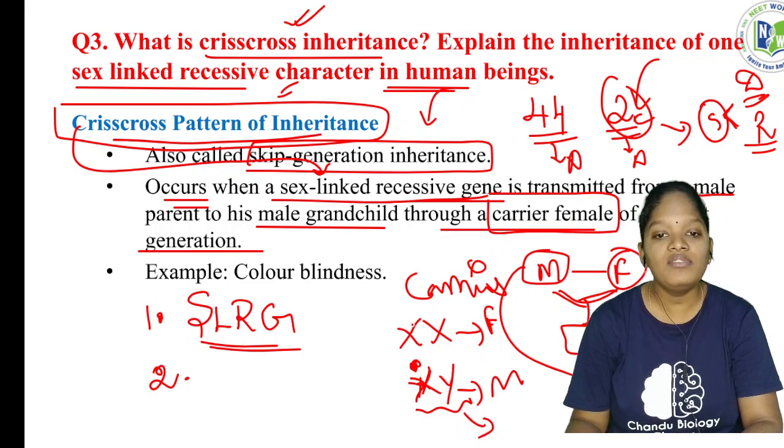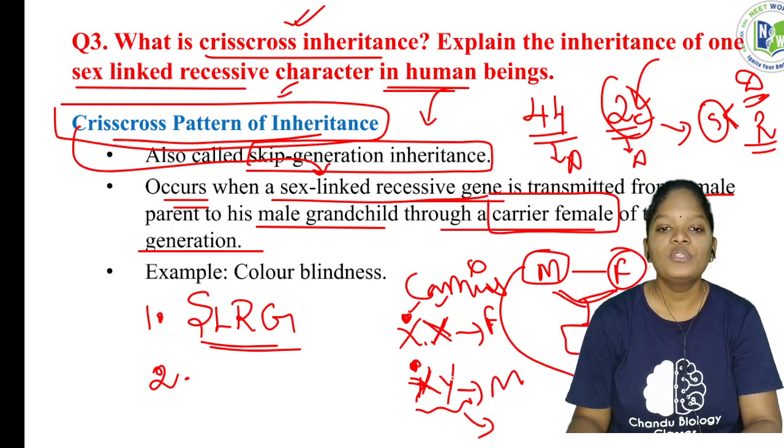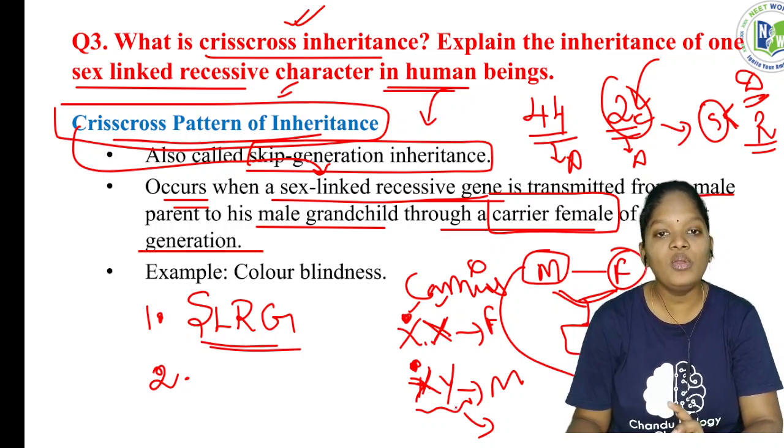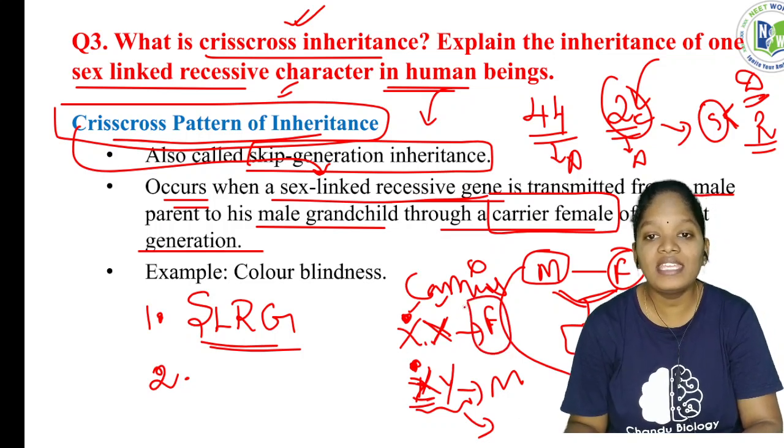But in the female, we have two X. If one X is affected, the other X is there to replace the function of the affected X. In the case of the male, there is no other X to replace the function of this X. So this is an important thing. That is why the female is always acting as a carrier.